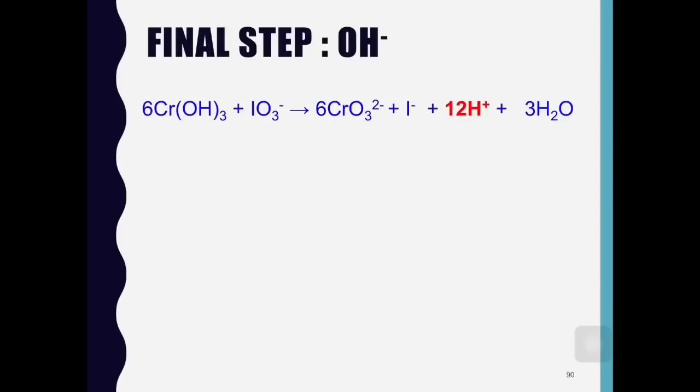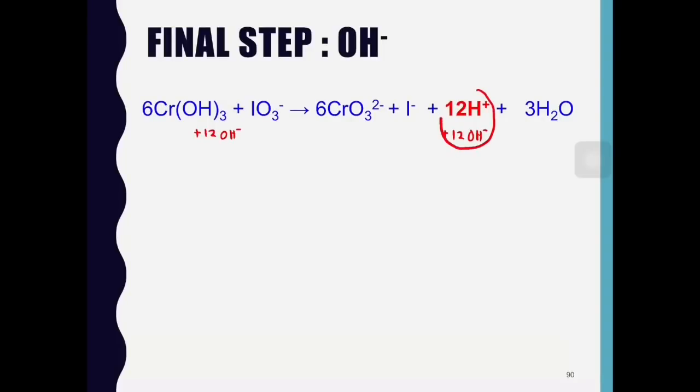Now we will continue with the next part, which is adding OH minus to the equation. So this is the final equation just now. To balance the equation in basic medium, we have to add the same number of OH minus to the equation. Since we have 12H plus in the final equation, we also have to add 12 OH minus to both sides of the equation.